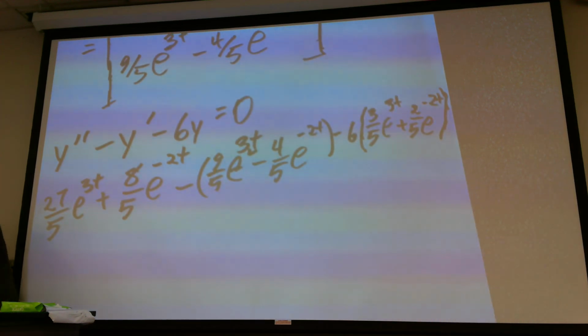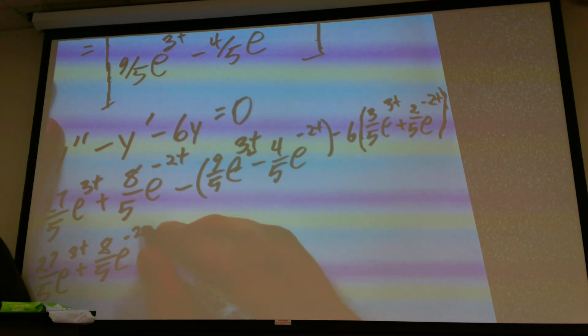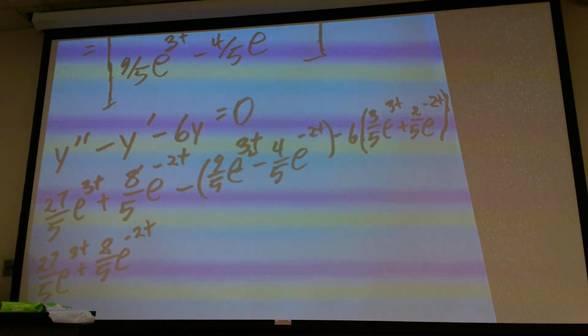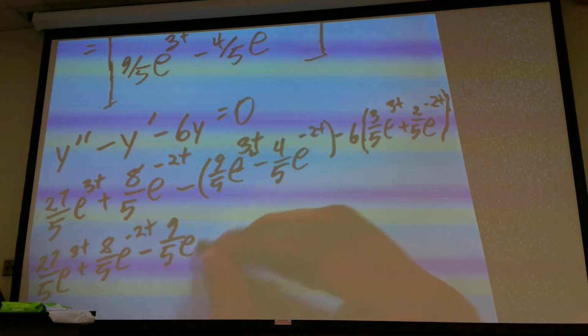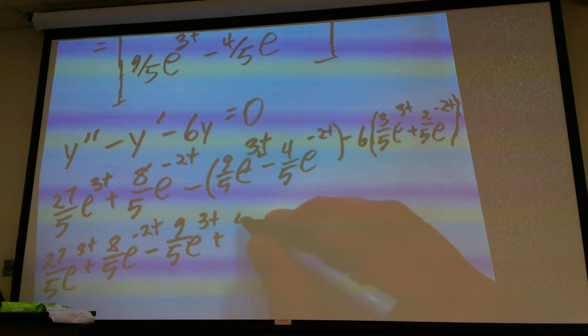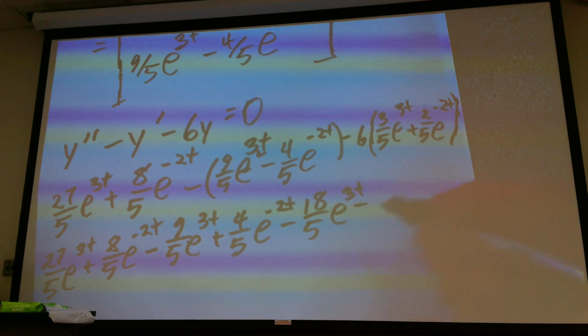All right, so let's look at this. So we've got 27 divided by 5 e to the 3t, and plus 8 divided by 5 e to the minus 2t. Okay. Now minus 9 over 5 e to the 3t, and plus, now 4 divided by 5 e to the minus 2t. Okay, then this becomes minus 18 divided by 5 e to the 3t. And the negative 6 and the 2 becomes a minus 12 divided by 5 e to the minus 2t.